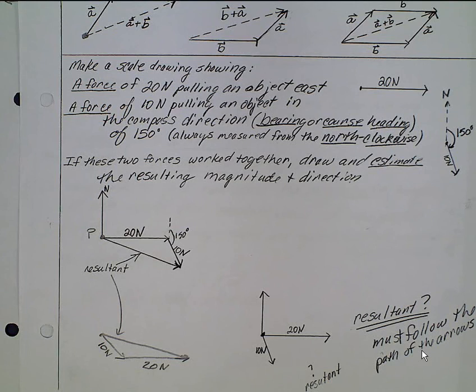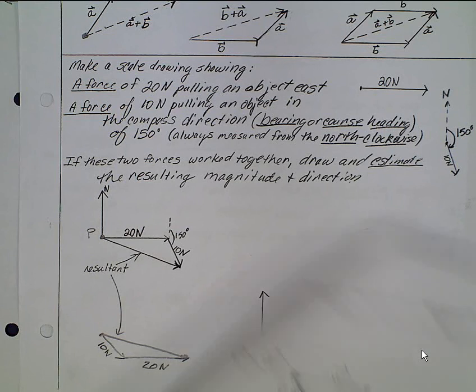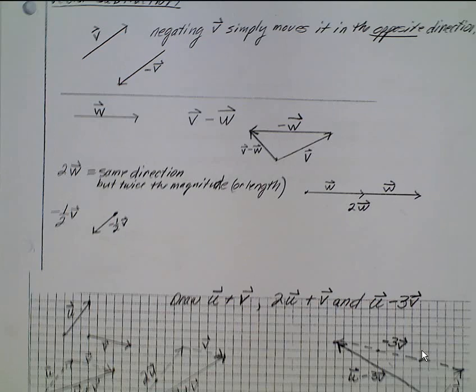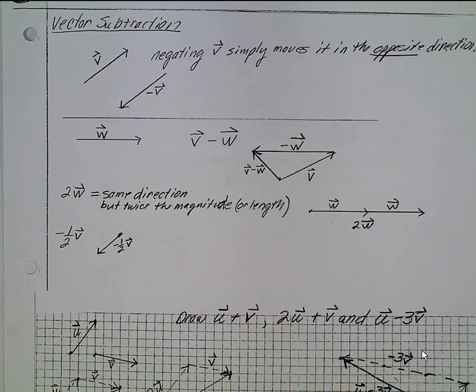Okay, the last thing I would like to talk about will be vector subtraction. We talked about vector addition. If you want to take vector v and you're going to negate vector v, it simply means you're going to move in the opposite direction. So instead of going northeast, you're going to be going southwest. Okay, the opposite direction but the same magnitude.